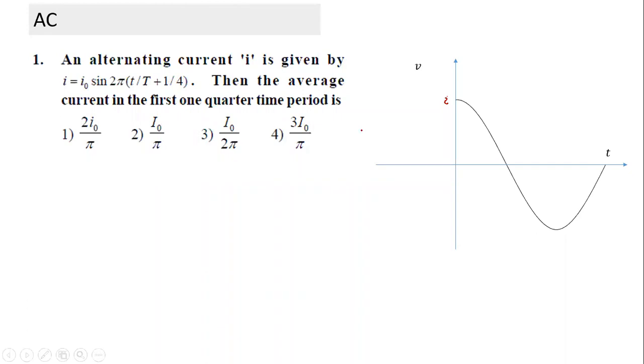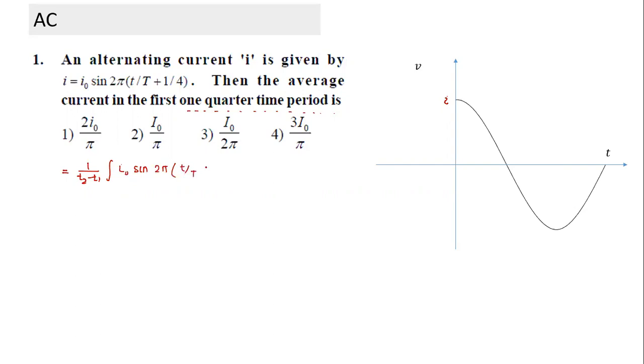If the phase constant is pi by 2 and I draw the I curve, it starts from the maximum positive value. This is how I is varying. We have to find the average current in the first quarter time period. Preetham, can you tell me what the average current will be in the first quarter time period? Like, using the formula we can do. Yes, if you have to use the formula, how would I have done the average value? I would have used the same formula, T2 minus T1, and I can write the expression for I, sine of 2 pi.